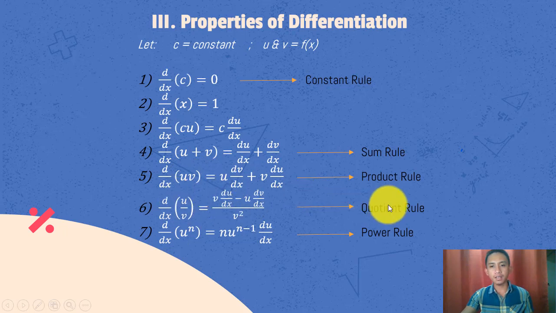How about this one? This is in the form of division, so that is the quotient rule. A function is divided by a different function. How do we evaluate the derivative of this? Again, it is very different from limits. Copy the bottom, differentiate the top.